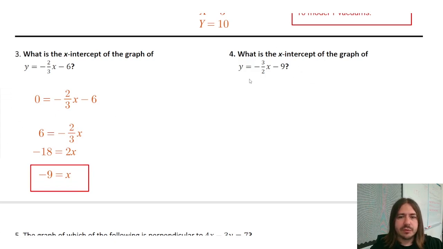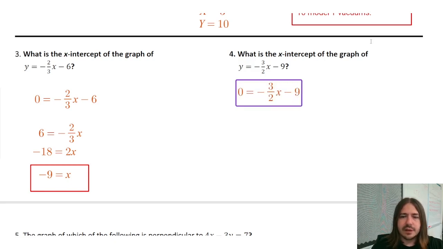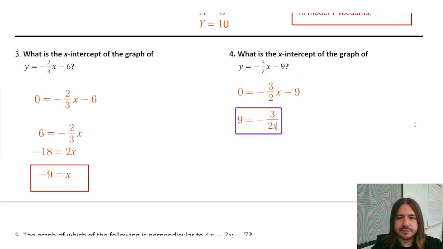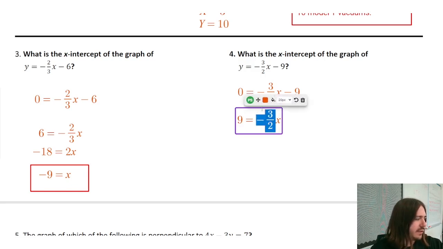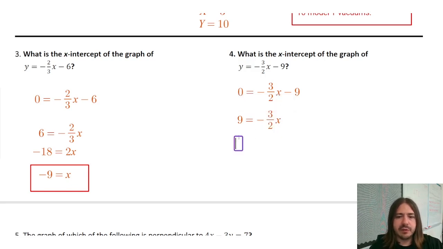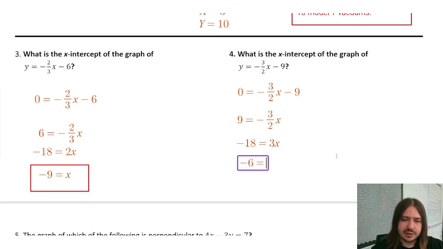The x-intercept of this one, we'll work it out very similarly by substituting in 0 for y. And then we'll solve for x. We'll start by adding 9 to both sides. And then same thing here. We can either divide both sides by -3/2, or multiply both sides by -2 and then divide by 3. So let's do the second, just because I think it's easier to do in your head. Multiply both sides by -2 to get -18 equals 3x, and then divide both sides by 3 and we'll get -6 equals x. So there's your x-intercept for number 4.